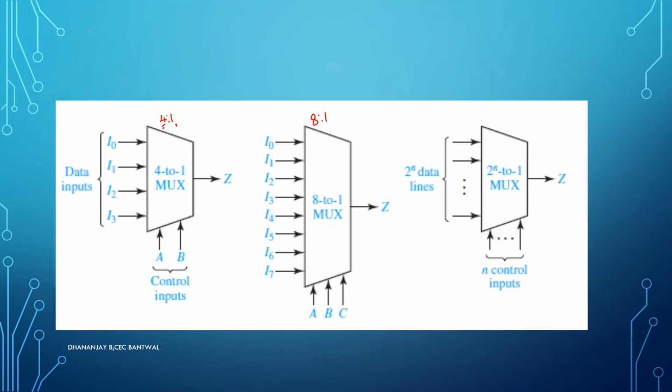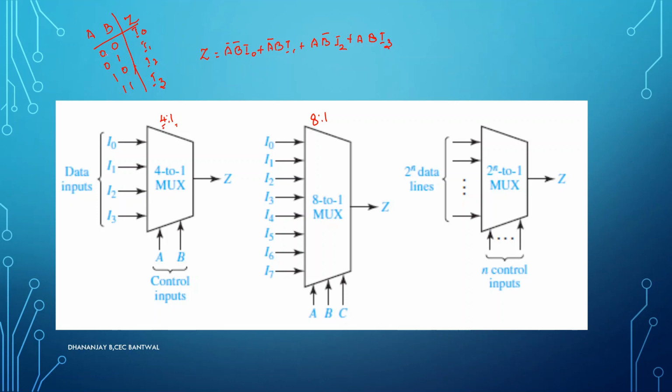Suppose you want to write the truth table, you can write it like this: A, B and Z. A and B can have the values 0 0, 0 1, 1 0, 1 1, isn't it? The outputs will be I0, I1, I2 and I3. That is the truth table of your multiplexer. Or you can write the output equation: Z is equal to A bar B bar I0 plus A bar B into I1 plus A B bar into I2 plus AB into I3.